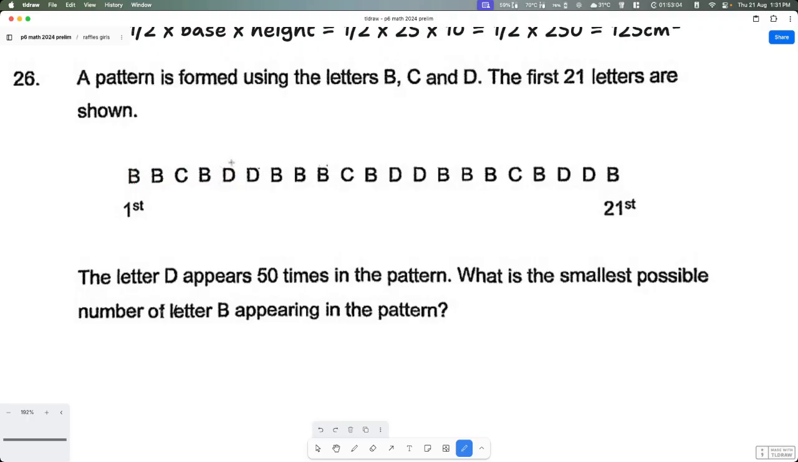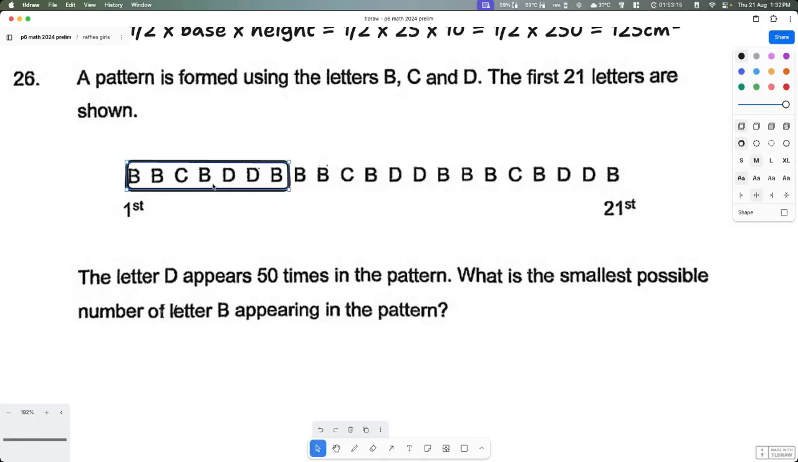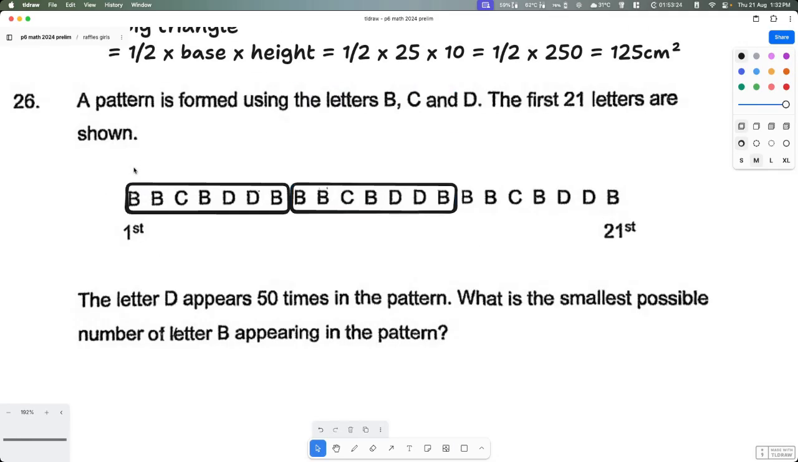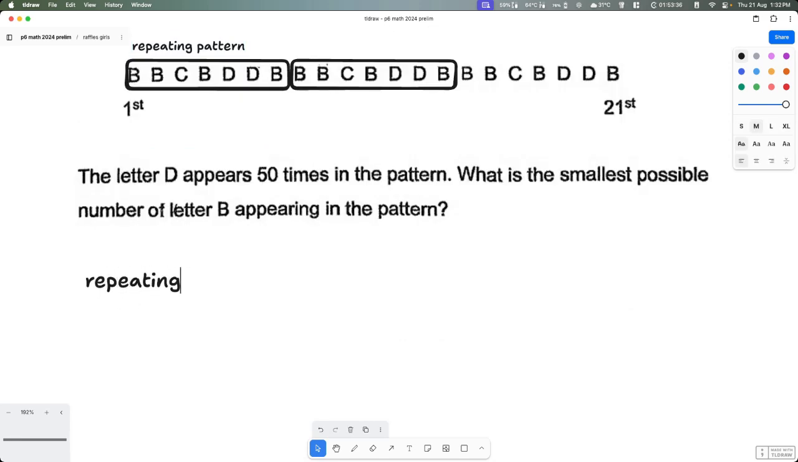Okay, so we just want to see what is the repeating pattern. So BBC, BDD, BBC. So BBC, BDDB. Then the next one is BBC, BDDB. Okay, so we have a repeating pattern here. So I'm gonna write down the repeating pattern is equal to B, B, C, B, D, D, B.